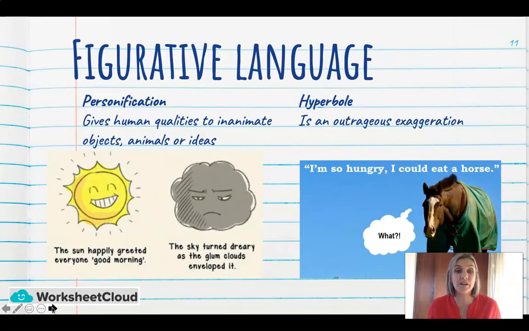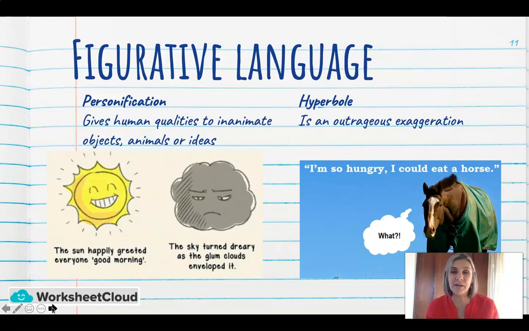Right, if we move on to personification, in the word is the word person, so that's the clue. It gives human qualities or person qualities to inanimate objects, animals, or ideas. And as you see in the example, the sun happily greeted everyone good morning. The sun can't really talk, so it can't really greet and say good morning. And then the cloud picture, the sky turned dreary as the glum clouds enveloped it. So clouds can't envelop or put their arms around something. But it's lovely to use that in your writing to create a picture for the person reading it.